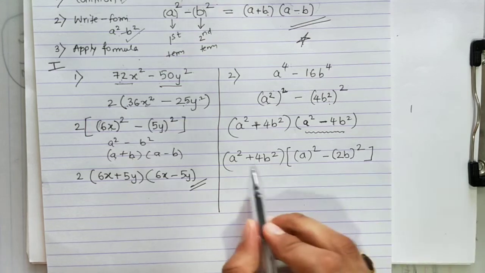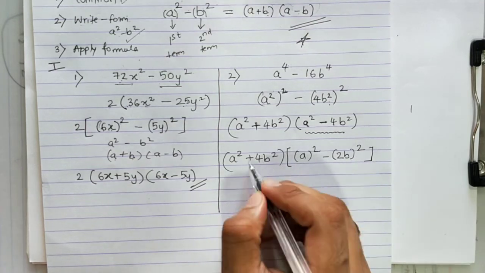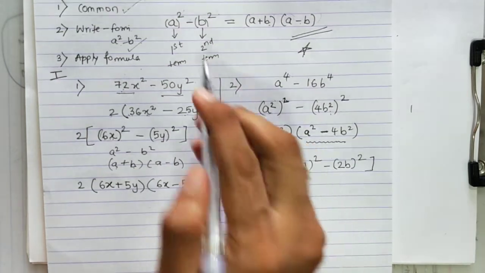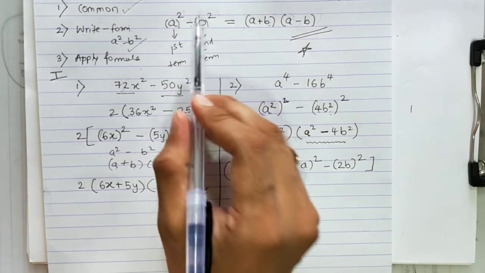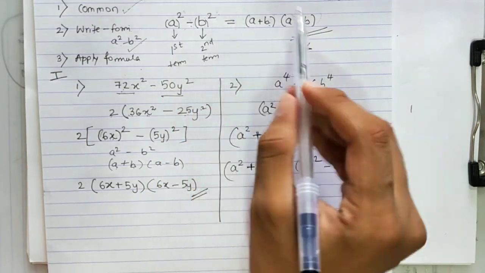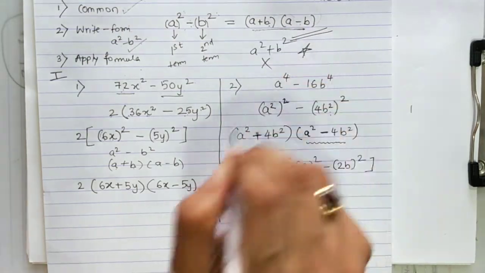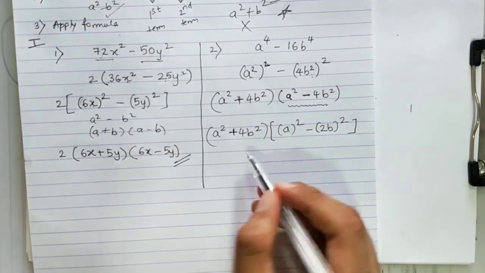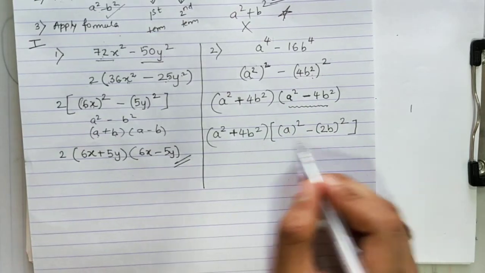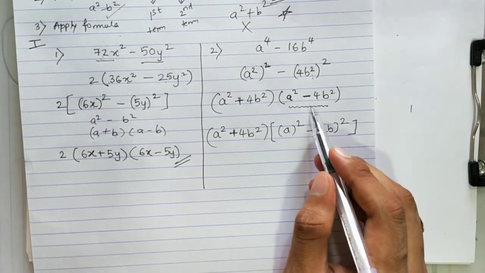Okay. See, here I didn't do that. Why? Because there was a plus sign here, and the formula is only for minus sign. Only if there is a minus sign, a square minus b square, we can use this formula. There is no formula for a square plus b square. There is no formula. Okay. So I cannot split this. But here I can do that. It was possible in this sum.